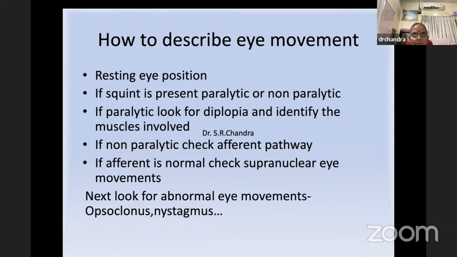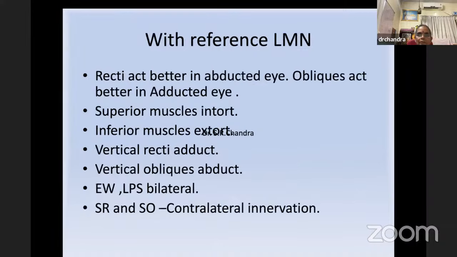Vision may be affected. And if afferent is normal, check the supranuclear pathway. So non-paralytic squint could be due to asymmetry in the visual acuity. If that is not there and still a non-paralytic squint is there, supranuclear pathways may be abnormal. Next, look for abnormal eye movements like opsoclonus and nystagmus. And with reference to the elements, remember these key points. That's the take-home points.